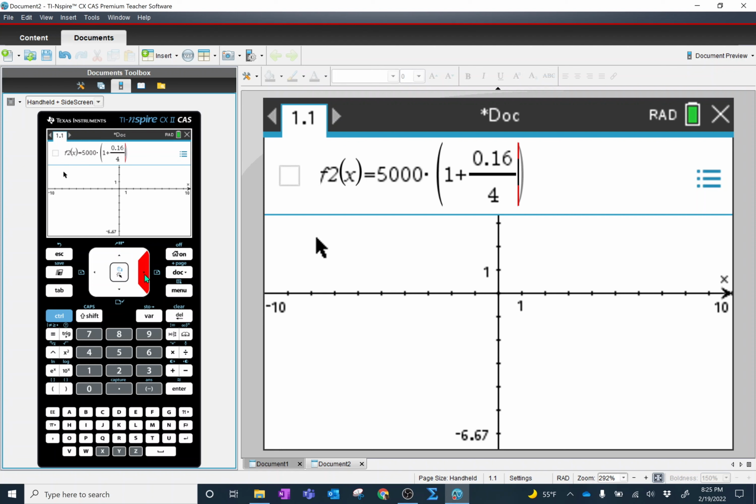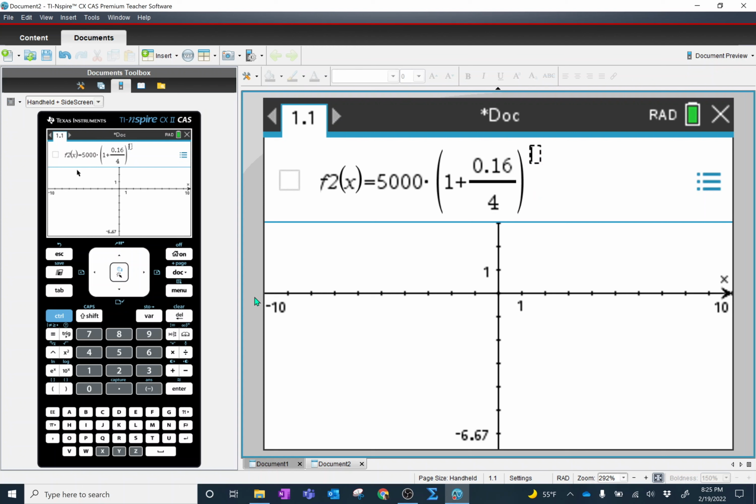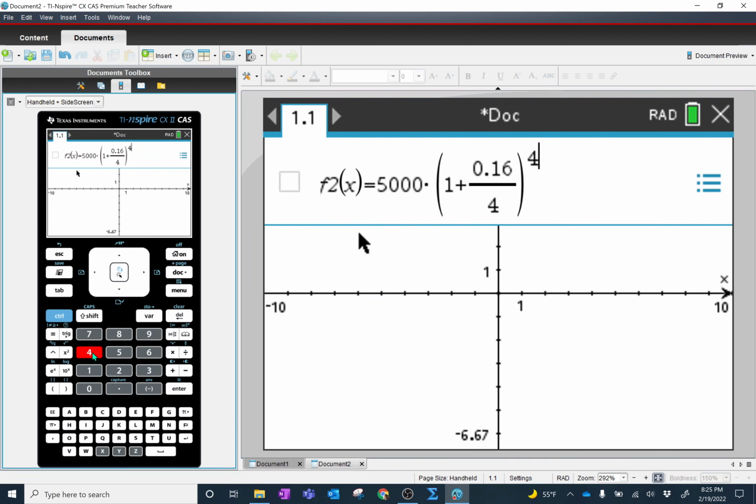Okay, so we need an exponent here. So we need to go up here and click on our exponent button. And so that takes us to the 4t. Now we need to put 4 times t. Okay, we can't think the calculator is going to figure out to multiply those. We've got to tell it to multiply them. Great, so we have 5,000 times 1 plus 0.16 over 4 to the 4x. Okay, great. So let's hit enter.